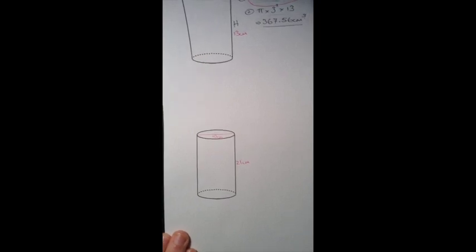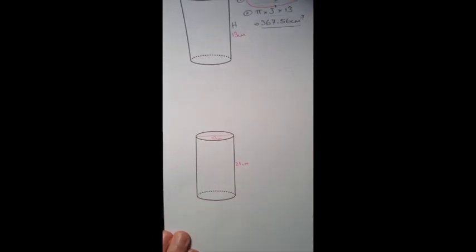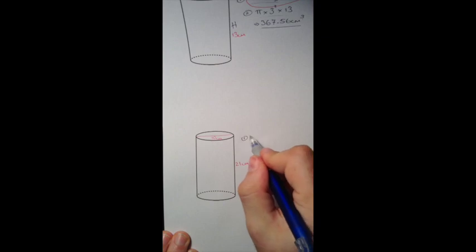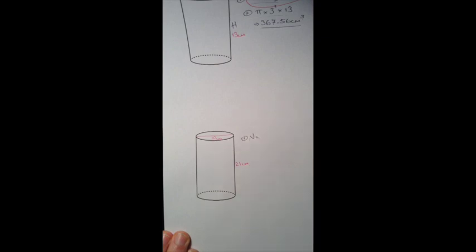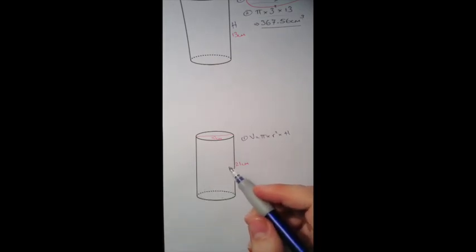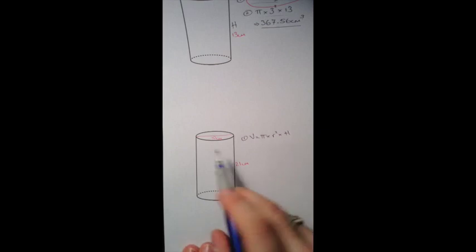So again, the very first thing that we've got to do, let's get our black pen, is write down the formula for this cylinder. So V equals pi times the radius squared times the height. Now, like I said before, this requires one extra step because we don't actually have that radius up here.